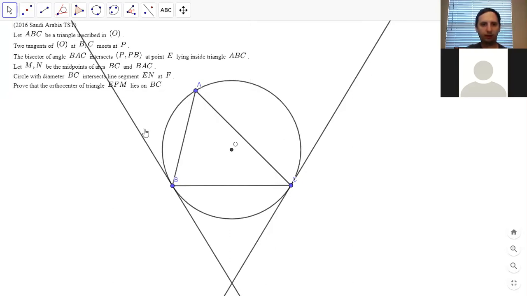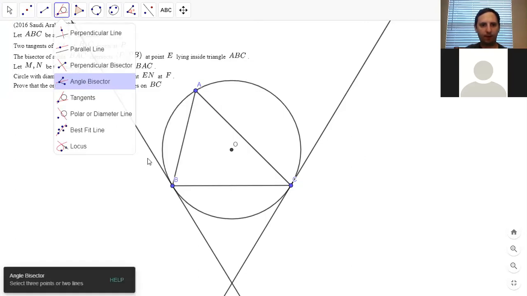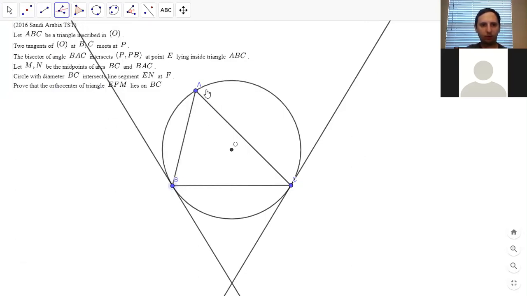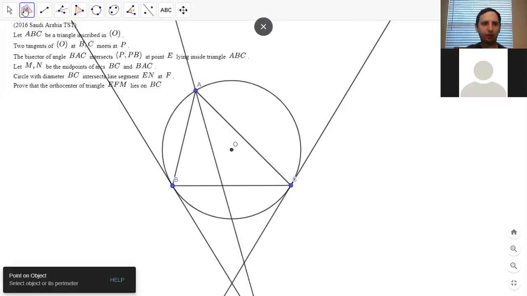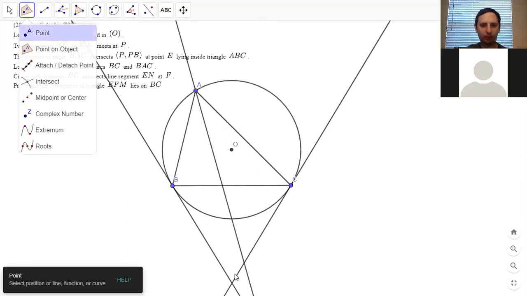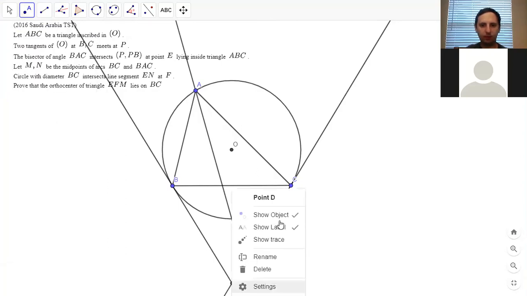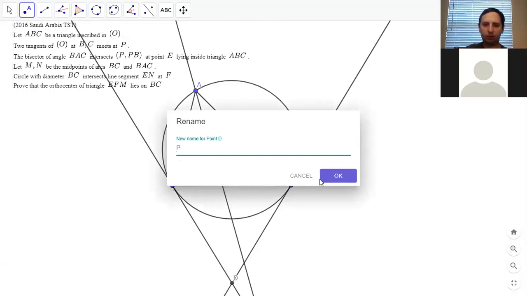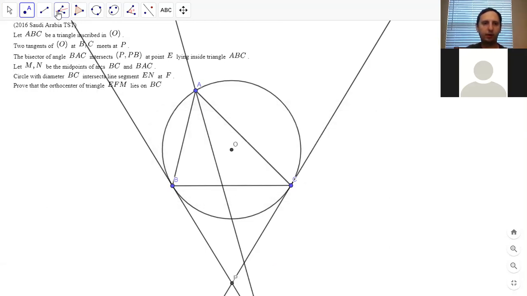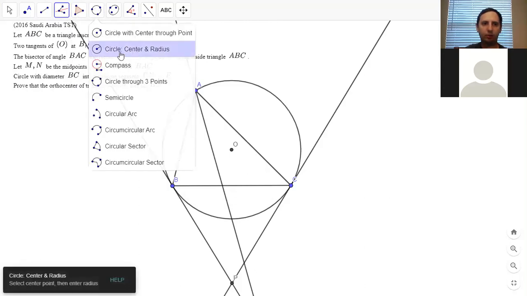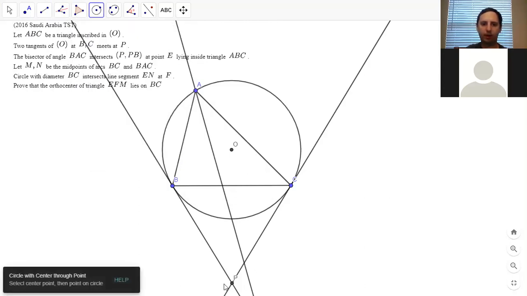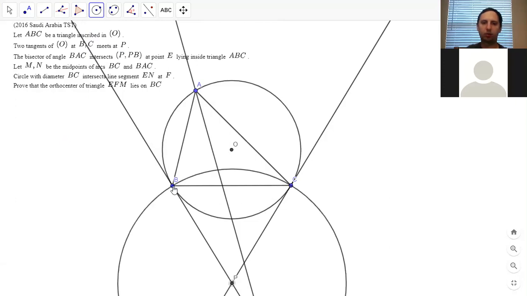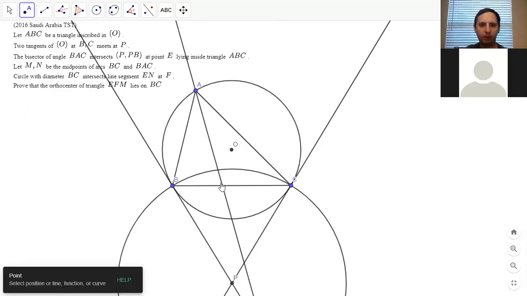Then we draw the bisector of angle BAC. And it intersects the circle with center P and radius PB. So here's point P. And this circle with center P and radius PB is used in the proof of the main symmedian theorem. Or I know of a proof that uses this circle. So this will be point E.